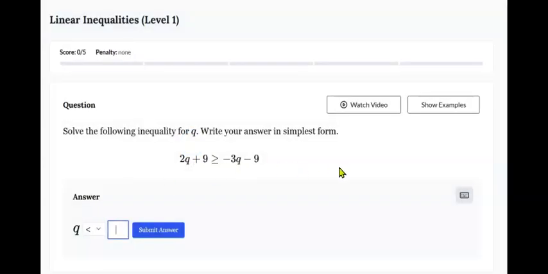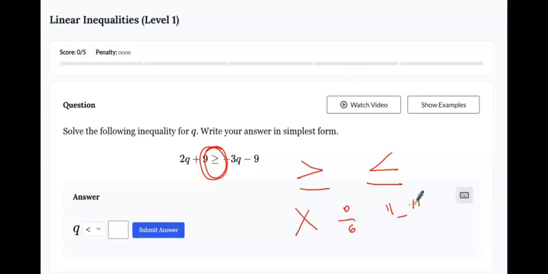Linear inequalities. This is like solving an equation, except sometimes the inequality symbol reverses order. That means it might begin as a greater than or equal to sign, but it might end as a less than or equal to sign. And that happens when you multiply or divide by a negative number. Let's take a look at our first question here.